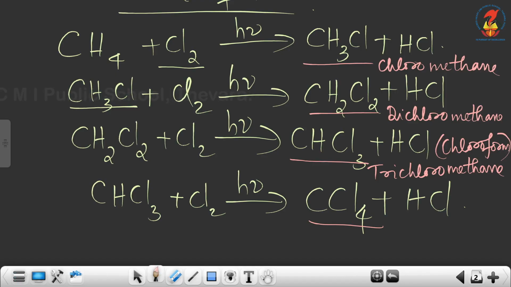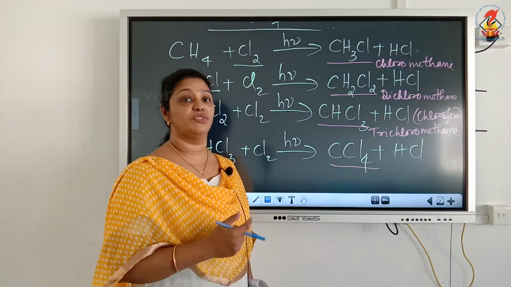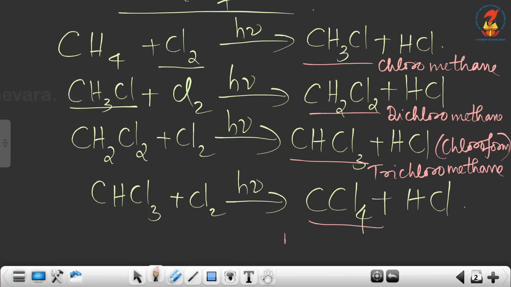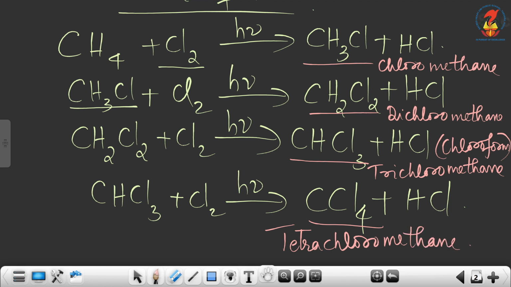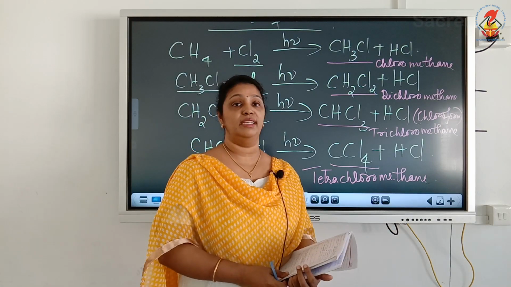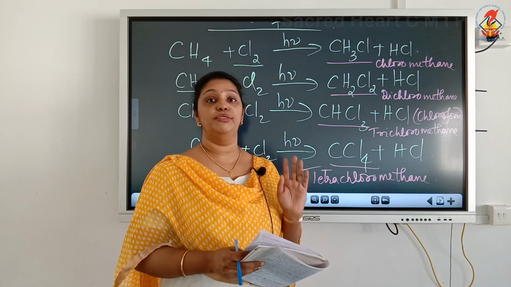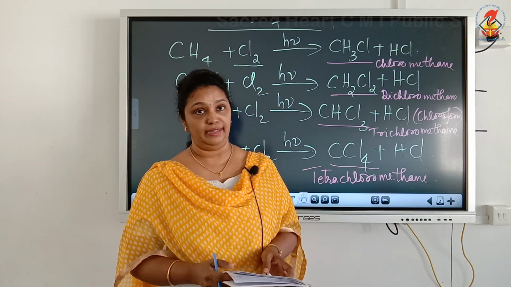Now the last product, in which all 4 hydrogen atoms get replaced by chlorine, is carbon tetrachloride. That is a common name, or the IUPAC name is tetrachloromethane. And we know that carbon tetrachloride is a very good solvent. So this is the example for the chlorination of methane.